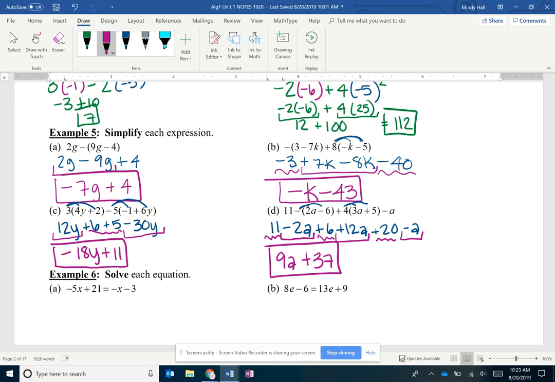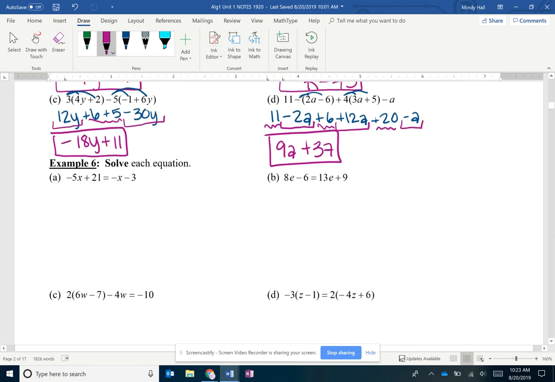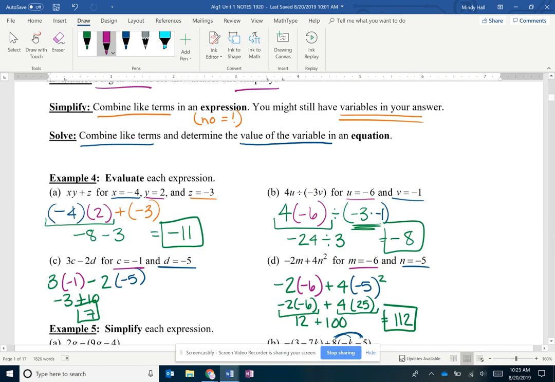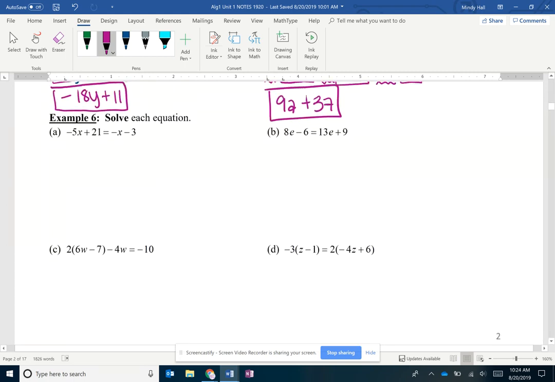Okay? So then last but not least is solving equations. When you're solving an equation, you are determining the value of a variable. You want to combine any like terms that you may have. So if you have variables on both sides, put them on one side, and then you are trying to get that variable by itself. So in A, we have an x on both sides.